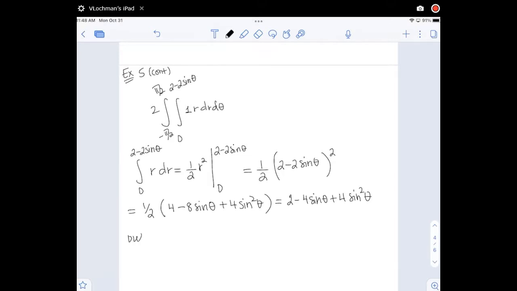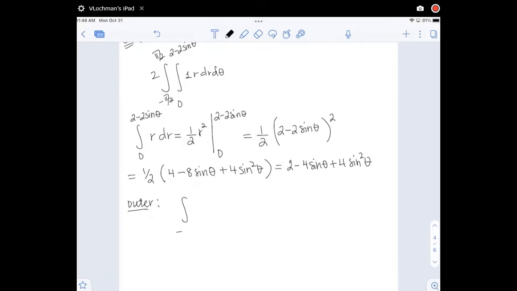What about the outer? That would be from negative pi over 2 to pi over 2. And what do we get? 2 minus 4 sine theta plus 4 sine squared theta, d theta. Let me double check. So do I have everything? 2 sine squared, 2 sine squared.